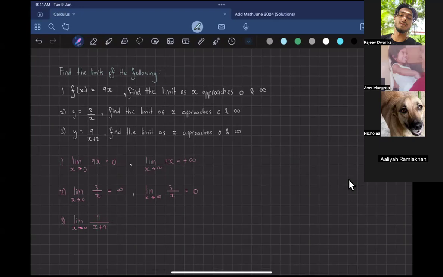Oh, Aliyah, you got the last one wrong, eh? Question three? Yeah, I was kind of confused about it. Let me show you how we could think about it. Let me just think of x as being zero, because we're trying to see what happens when x is zero. If x is zero, we're going to end up with 9 all over 0 plus 2. So it could be 9 over 2. That's the answer.